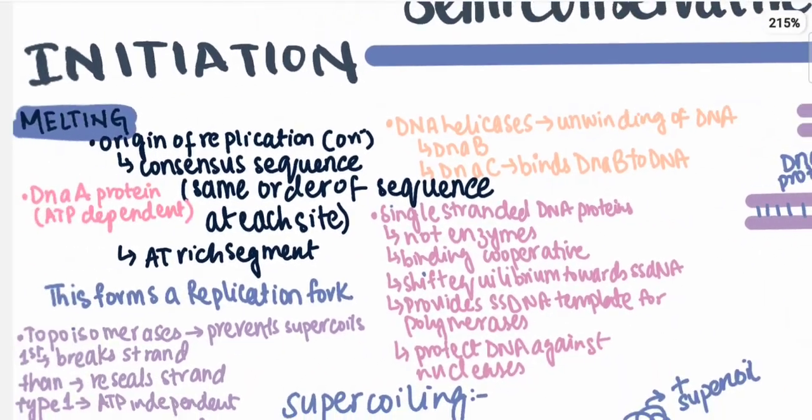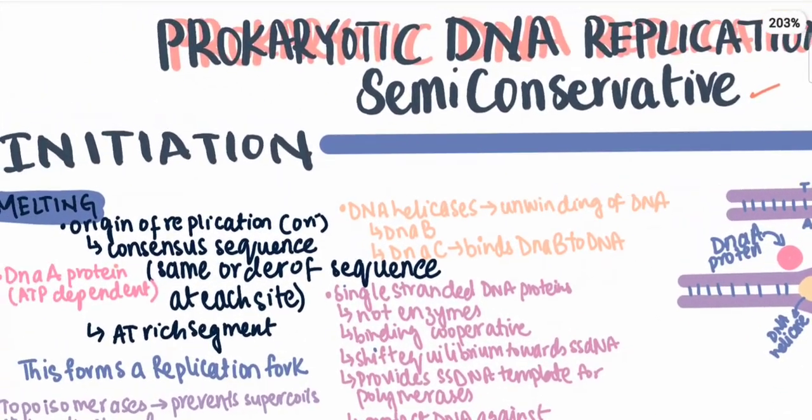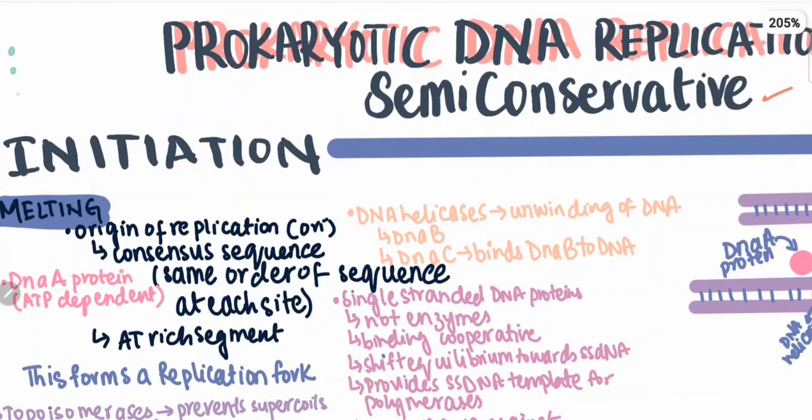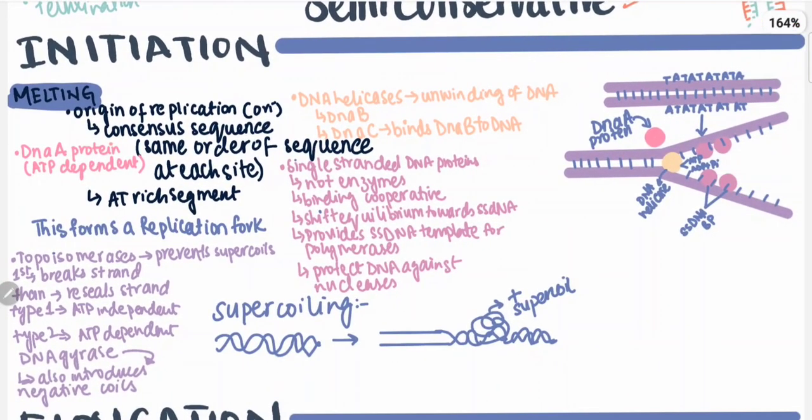Pretty simple. Now we talk about prokaryotic DNA replication in three steps. One is initiation, elongation, and then termination. We are going to start with initiation.